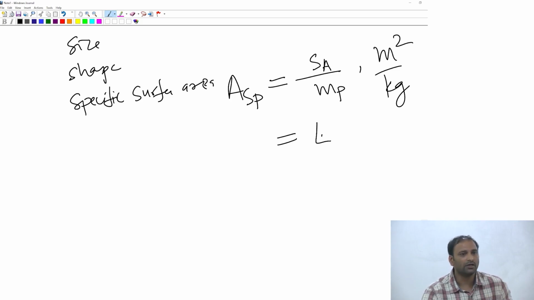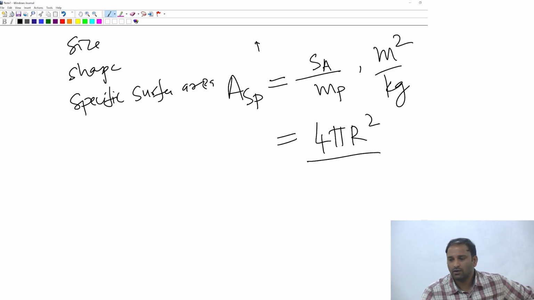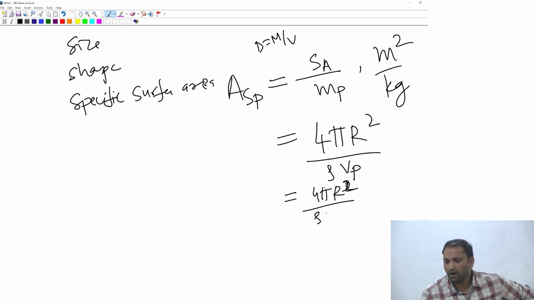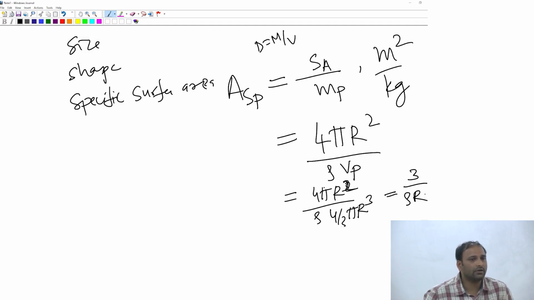If you take a spherical particle, for example, 4 pi r square is your surface area, right. For the mass of the particle, because density is equal to mass by volume, I can express mass as the density of the particle times the volume of the particle, right. So therefore I can write this as 4 pi r square divided by rho of the particle times 4 by 3 pi r cube. Therefore this becomes 3 divided by rho times r, right.